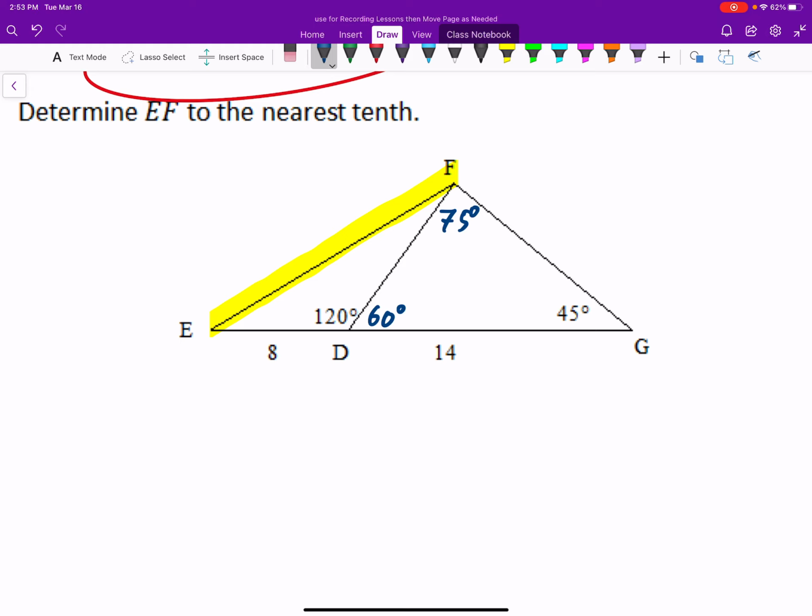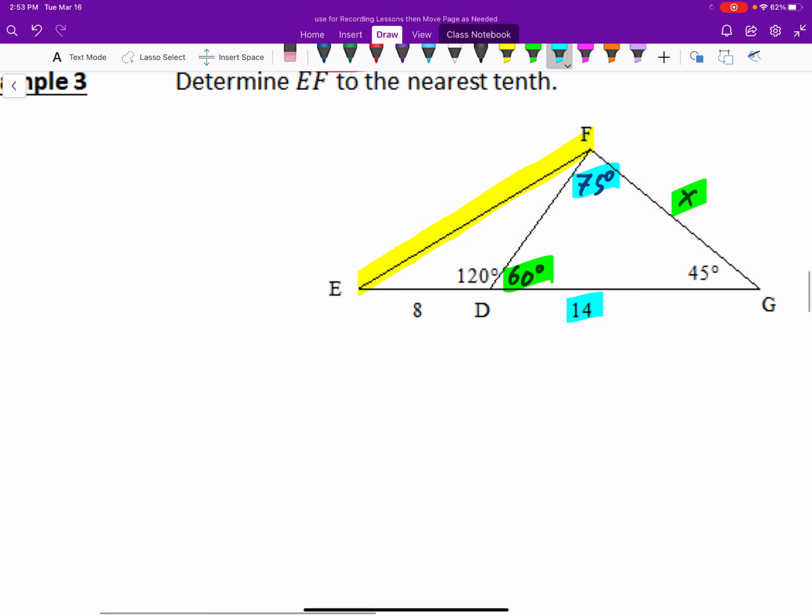Since I know those angles, I could find this one here. Let's call this one over here X. Okay, so I'm going to use this angle and this side length along with this angle and this side length. And what I can then use is the sine law to help me figure out what X is. And so sine law tells me that X over sine 60 is equal to 14 over sine 75.